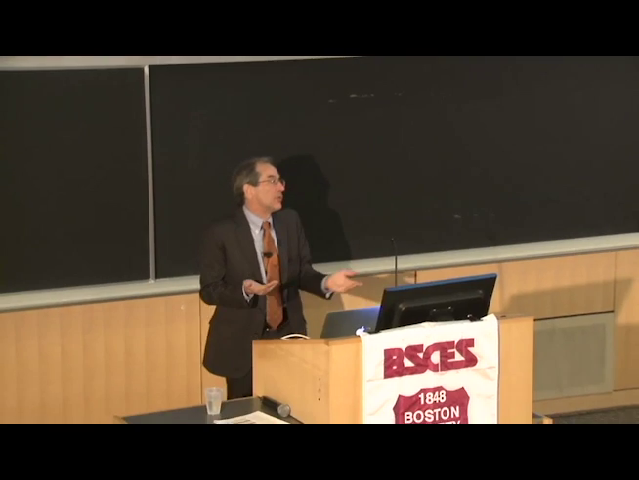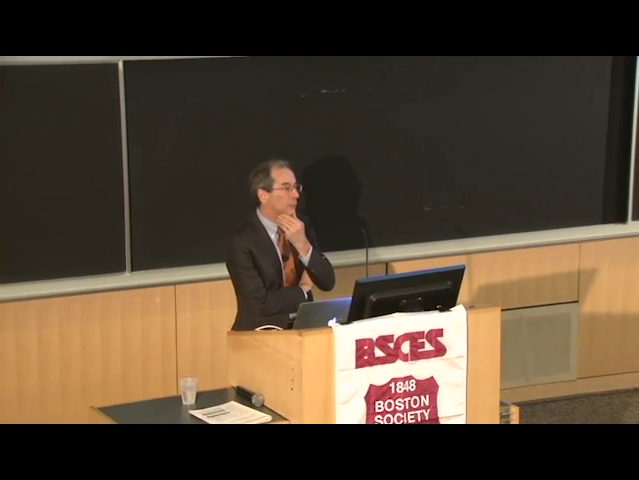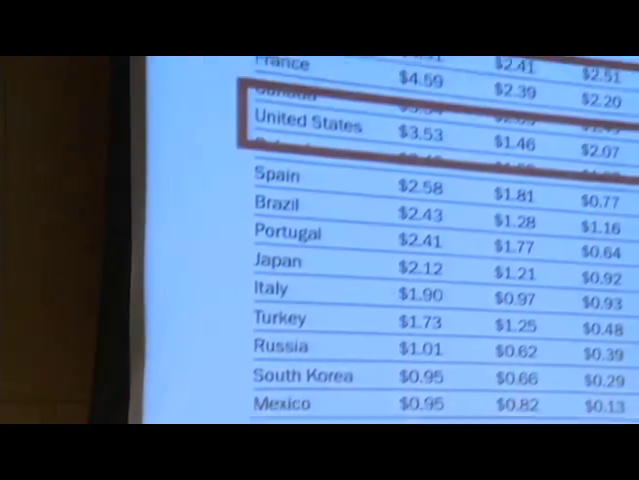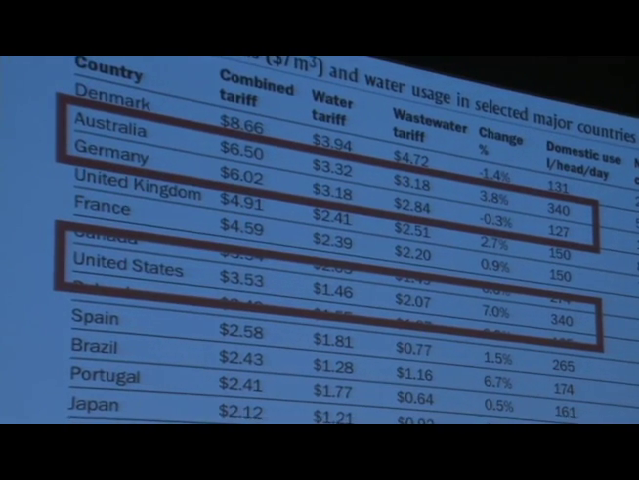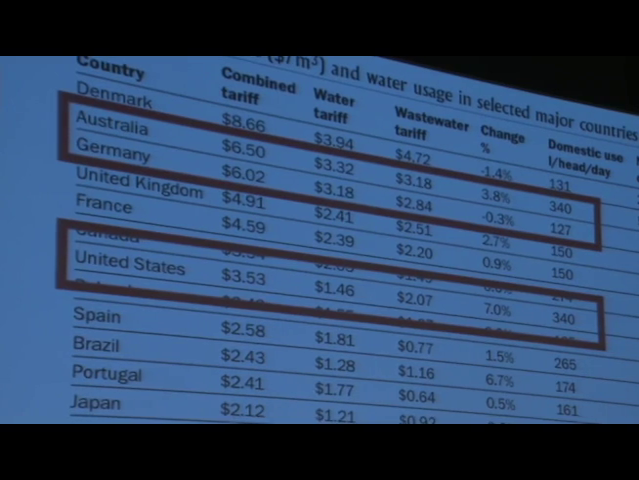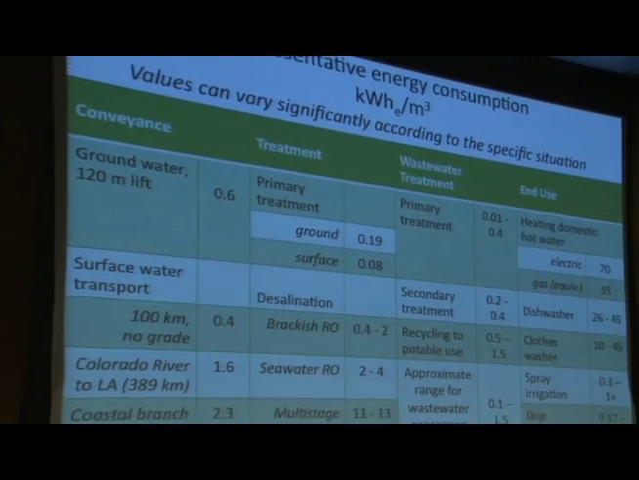But if I highlight the US on this chart, consumption's about the same as Australia, whereas the price is about $3 less for water. So somehow pricing by itself isn't accounting for these differences. I don't have a full breakdown on this, but I think it's worth pointing out some lack of correlation between consumption and cost. Let me return to energy.